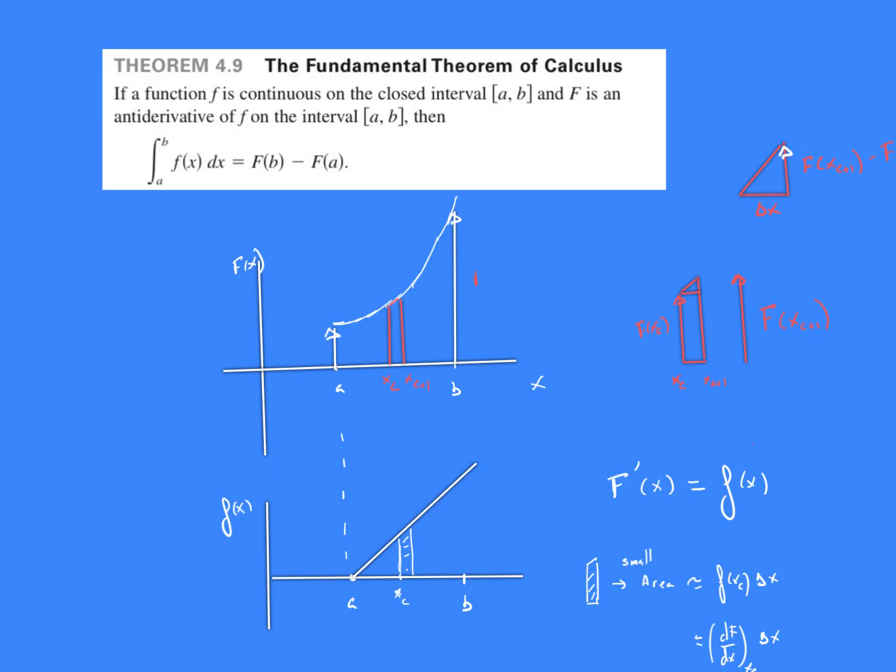F of b will be like this, and F of a will be like this, in a way that F of b minus F of a is more or less this change. So what is the connection? Why is the area related with the change in the antiderivative?